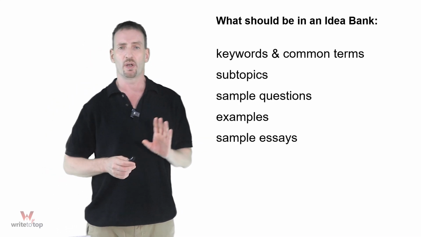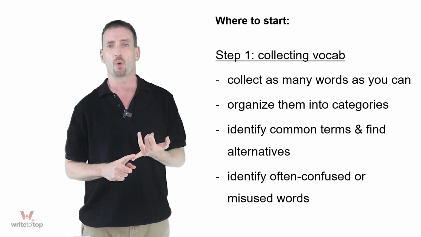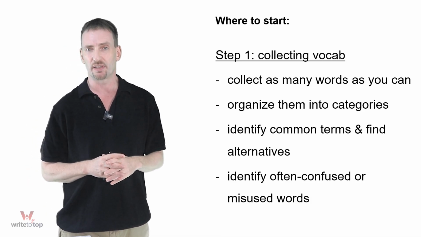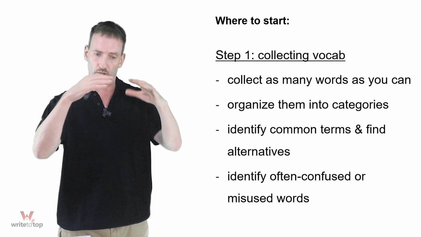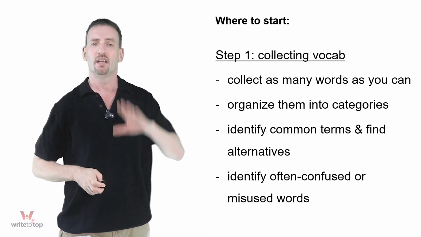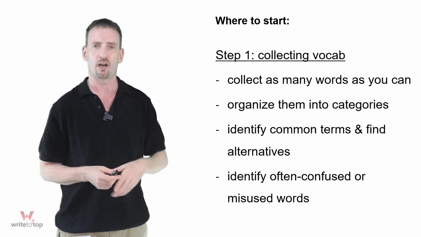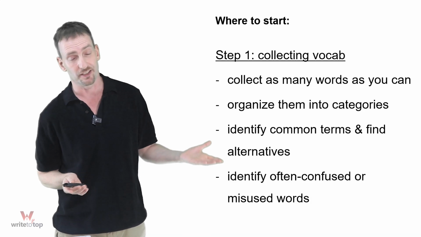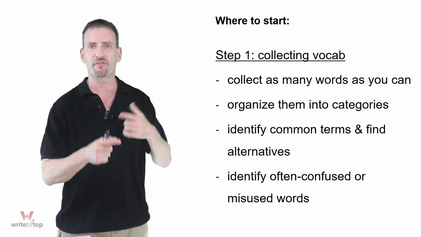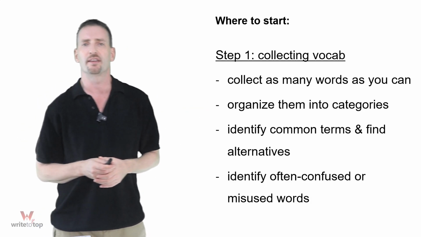So let's start with the vocabulary. What are you going to do with vocabulary? Step one, you're going to collect as many words as you possibly can. Then you're going to organize them into categories. And I'll explain this in a moment. Again, you're going to identify your common terms and expressions that come up a lot. You're going to look for alternatives, which is basically synonyms. And you're going to think about words that are often confused or misused. And I'll give you some examples of those as well.